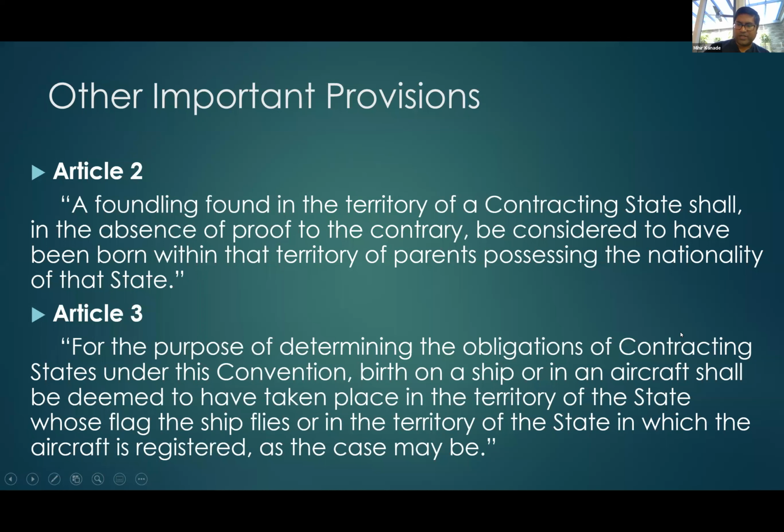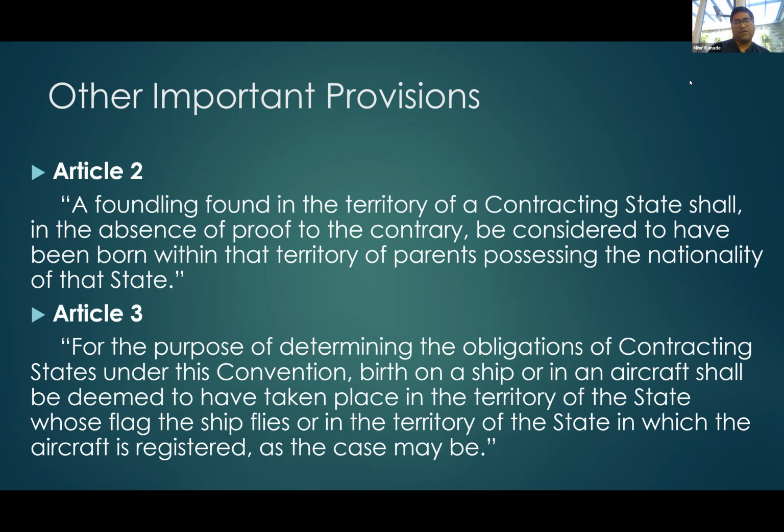All right, now other important provisions of the 1961 convention, two of them I'd like to highlight in terms of acquisition of nationality. One is Article 2. It says a foundling found in the territory of a contracting state shall, in the absence of proof to the contrary, be considered to have been born within that territory of parents possessing the nationality of that state. So whenever a foundling, a baby, is found on the territory of a contracting state and it's not known who the parents are, then unless there is some proof to the contrary, that foundling will be assumed to have been born on the territory of that state to parents that possess the nationality of that state, which is basically a provision aimed at ensuring that a foundling that is just found on the territory of a contracting state will automatically be conferred nationality of that state.